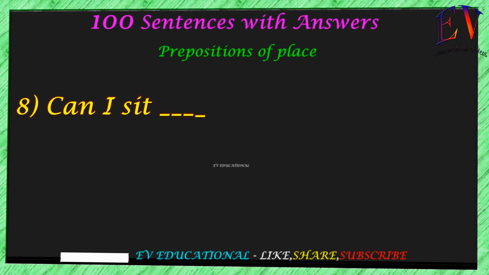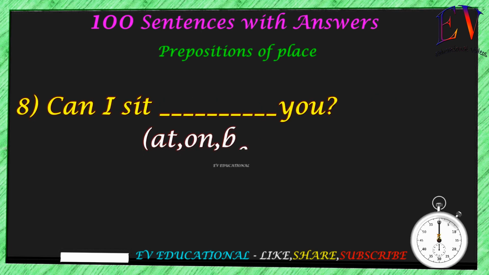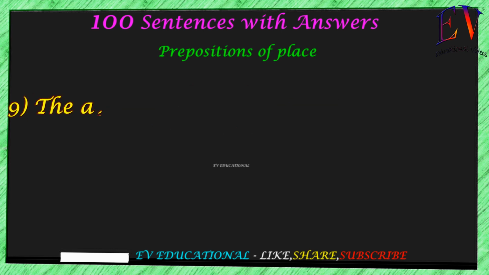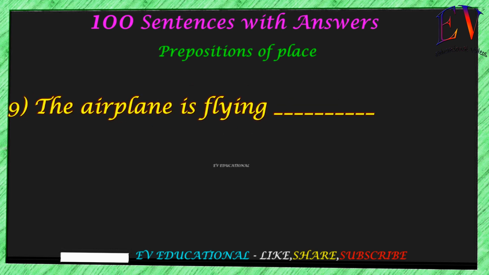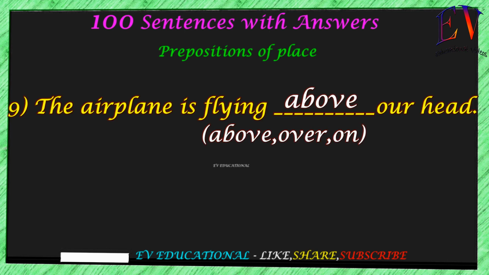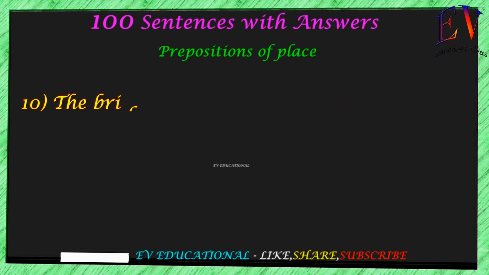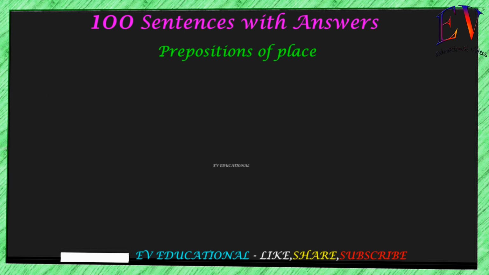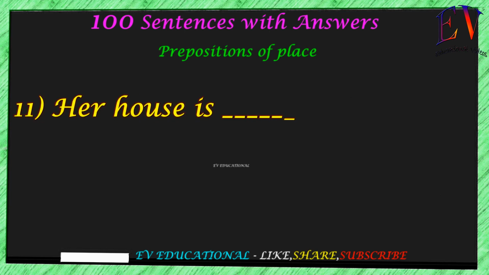Can I sit ___ you? Beside. The airplane is flying ___ her head. Above. The bridge is ___ the Godavari River. Over. Her house is ___ the bank.